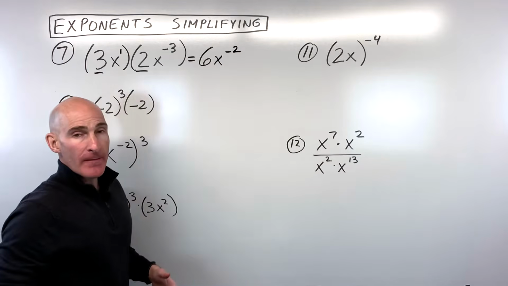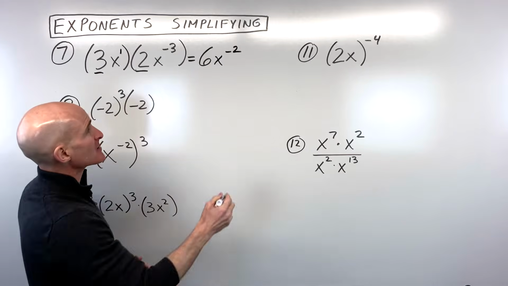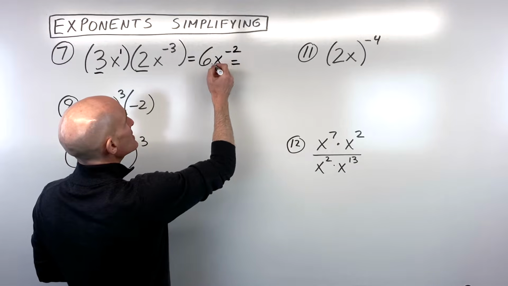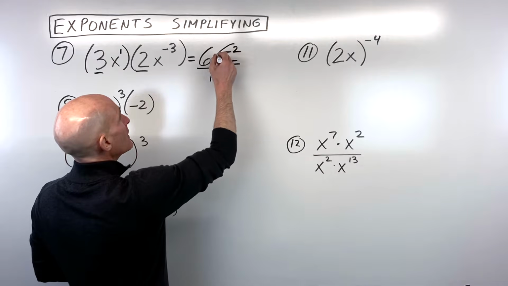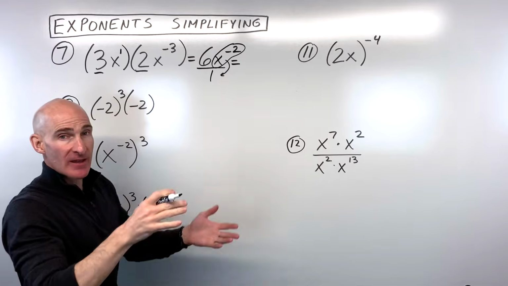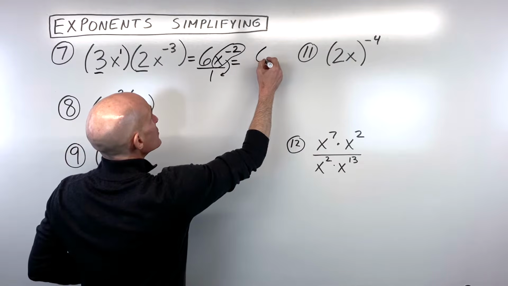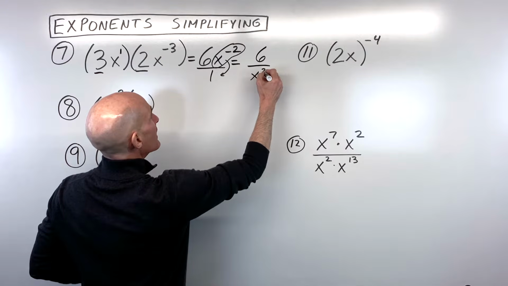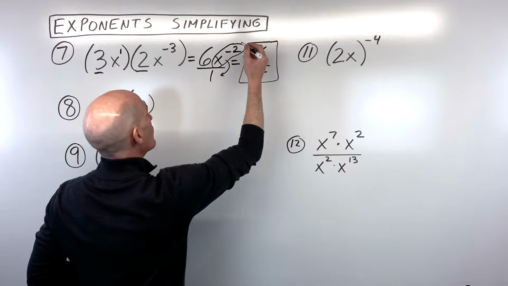We really want to write our final answer with only positive exponents. So what we can do here is we can think of this as being over 1. When we have a negative exponent, we can move that quantity to the other side of the fraction. That's like taking the reciprocal. So we're going to be left here with 6 divided by x squared, and you got that one.